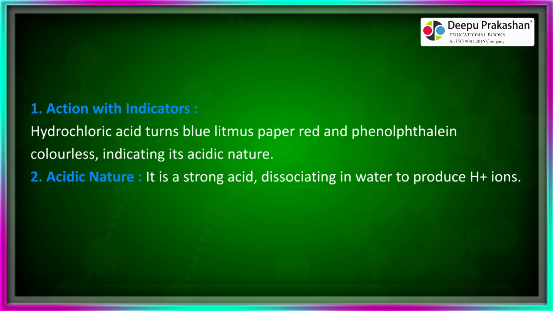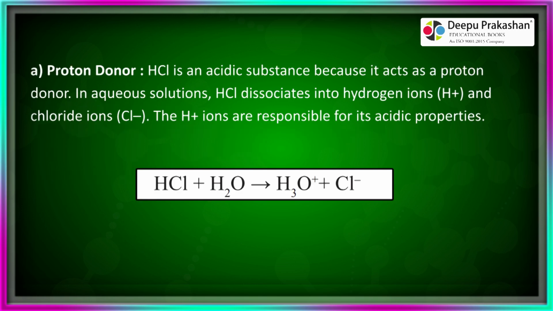2. Acidic nature. It is a strong acid, dissociating in water to produce H+ ions. A. Proton donor. HCl is an acidic substance because it acts as a proton donor. In aqueous solutions, HCl dissociates into hydrogen ions, H+, and chloride ions, Cl-. The H+ ions are responsible for its acidic properties.